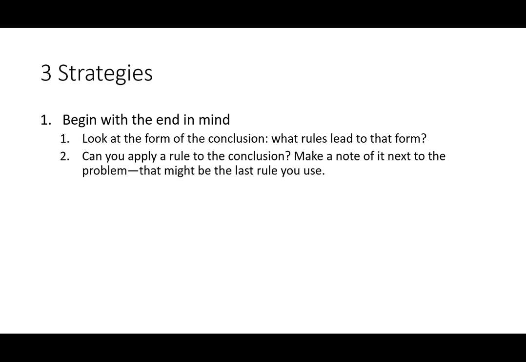Can you apply a rule to the conclusion? Make a note of it next to the problem. That might be the last rule you use. If you see something like not (A and B), well, remember, you could do De Morgan's and get not A or not B. That would be a good thing to write down next to the rule because it might be easier to find the same meaning in a different form in your proof than the exact form of the conclusion. So if there are rules you can apply directly to the conclusion, while you can't write them into the proof, they're a great thing to make note of right next to it.